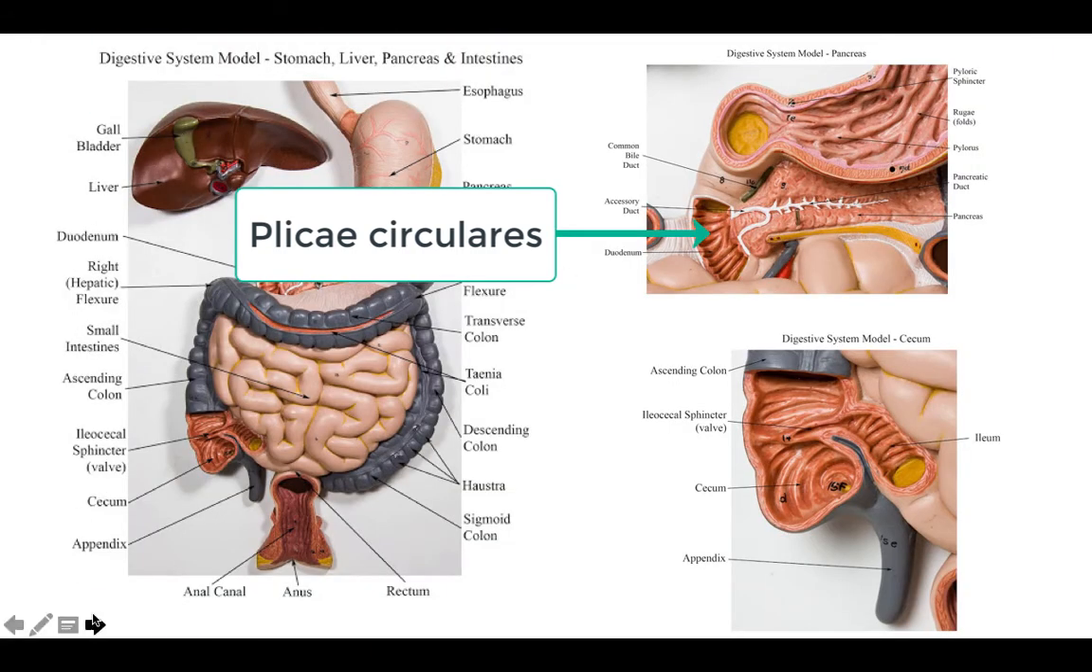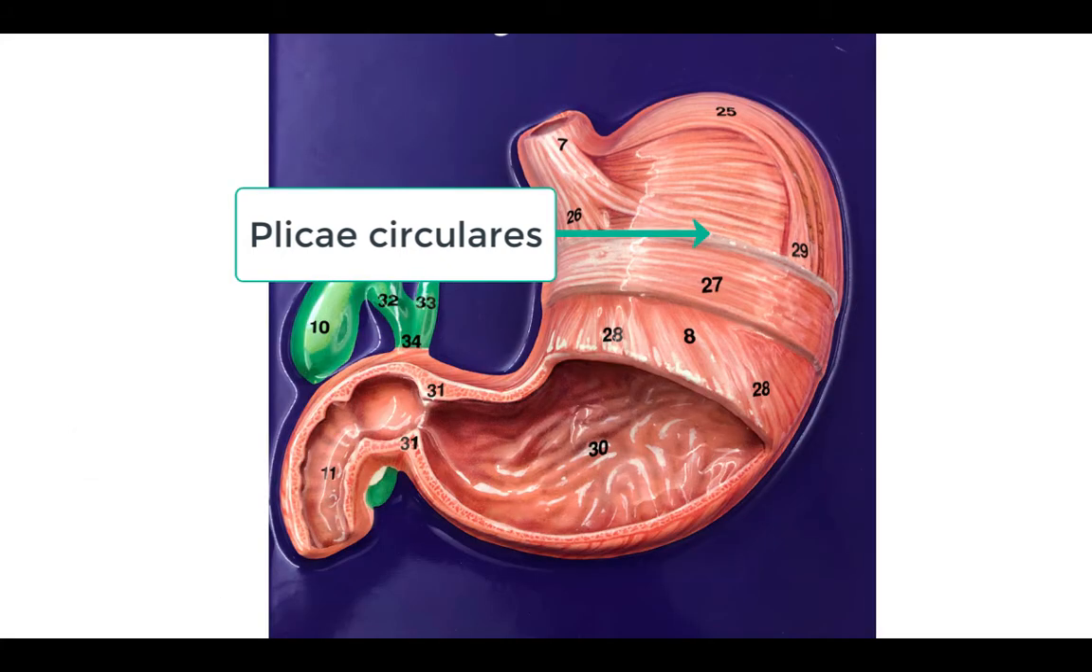Let's see if they have it here. If not, you can look at it in your lab. It's, again, plicae circularis. So plicae, and then circularis, circulares. I wish I put it in there. But anyway, so those are going to help to increase your absorption.